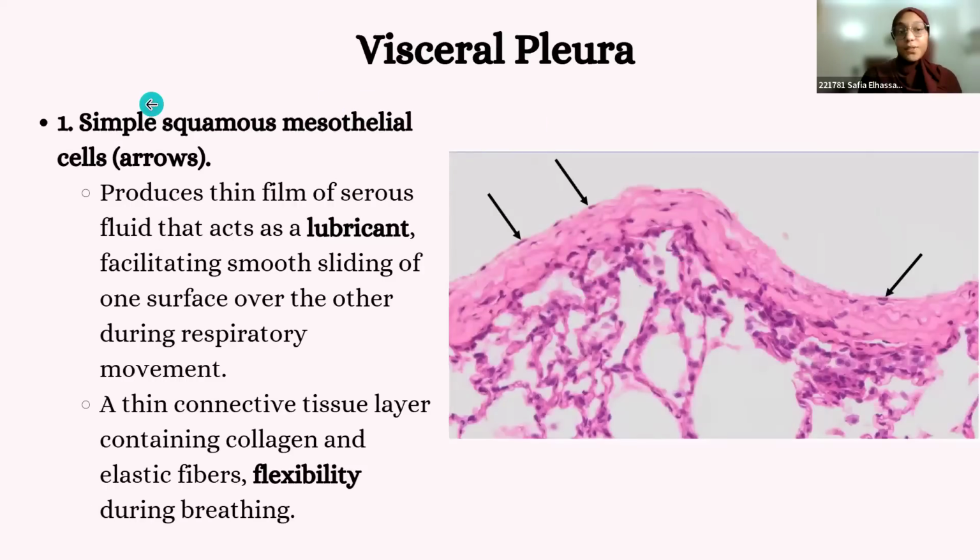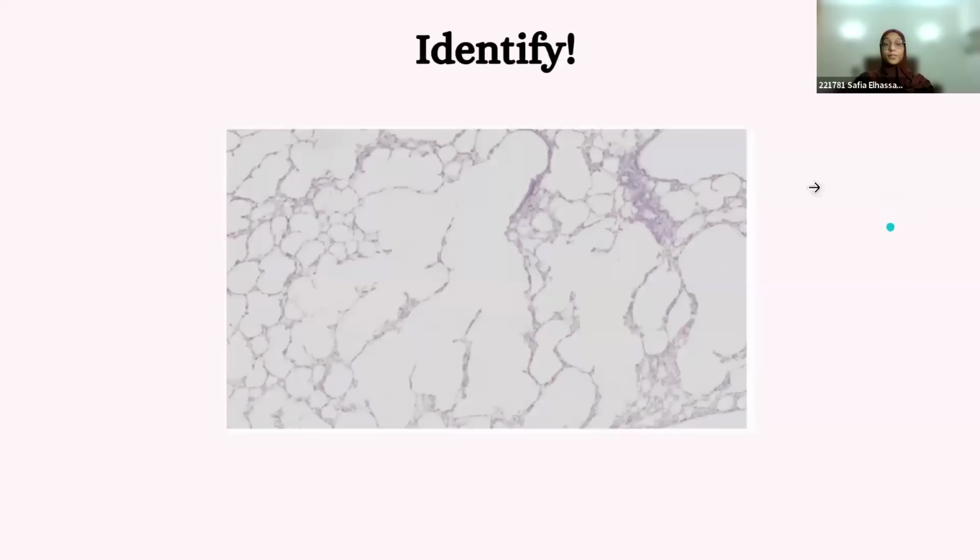All right, now let's talk about the visceral pleura. The visceral pleura is made up of simple squamous mesothelial cells. This resembles the visceral pericardium cells that we were talking about earlier, where it's a very thin, one-cell thick layer with a very flat nucleus. This produces the serous fluid that acts as a lubricant. So it works to lubricate and reduce friction, as well as increase the surface tension to help pull the lungs open when you're breathing in. And you also have a thin connective tissue layer, which helps with flexibility, and it's made up of collagen and elastic fibers.